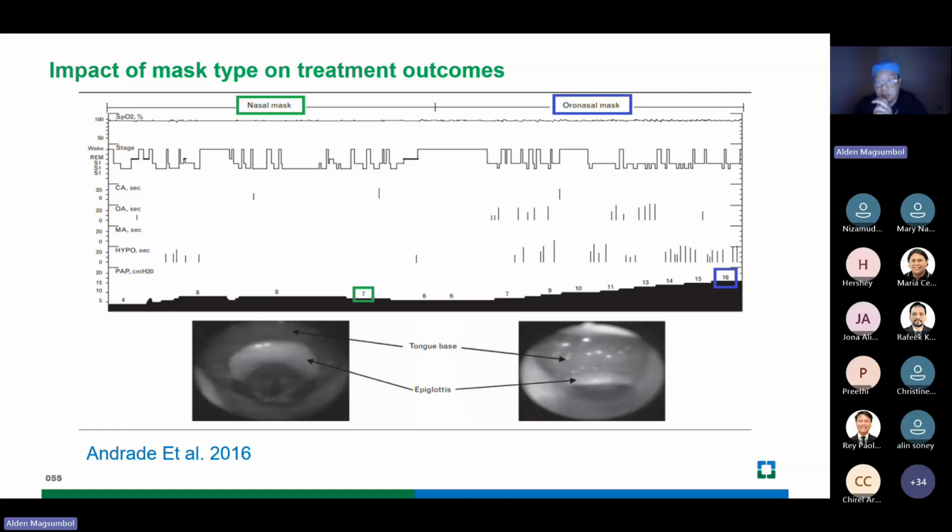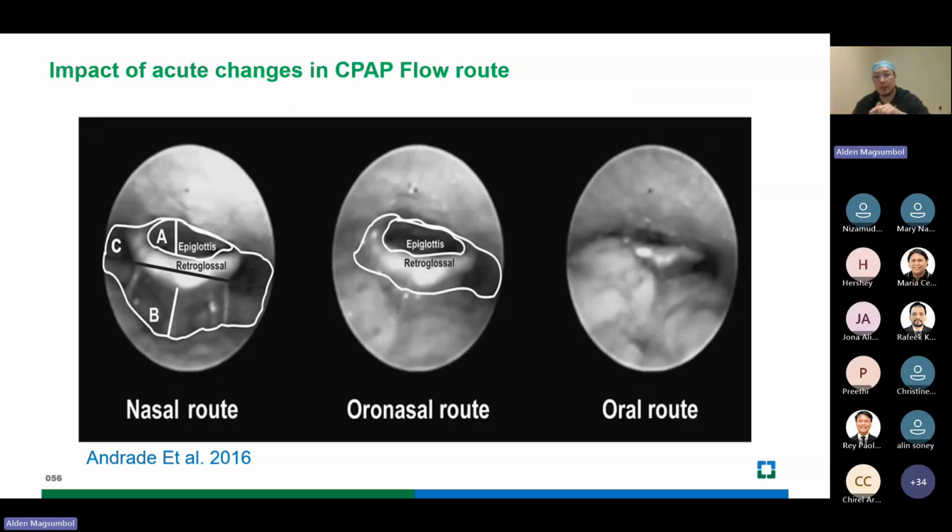So that's their findings, in that study by Andrade et al. This evidence illustrates the effects of different CPAP routes: nasal, oronasal, and oral. On the retroglossal airway, the space behind the tongue, the images show the retroglossal area and the difference between the anatomical structures such as the epiglottis and the posterior pharyngeal wall. In the nasal route, the retroglossal area is most open, with the area measured at 7.88 millimeters squared, allowing effective airflow during therapy.